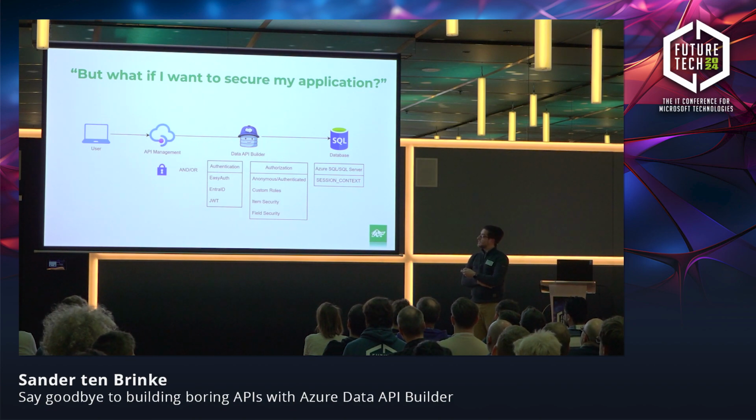What if I want to secure my application? So the advice is, if you're using API management already, maybe just handle it there. It's easy. You're already doing it there, so then you don't really need to worry about configuring it in DAB. If you want to configure it in DAB, there's a lot of options.